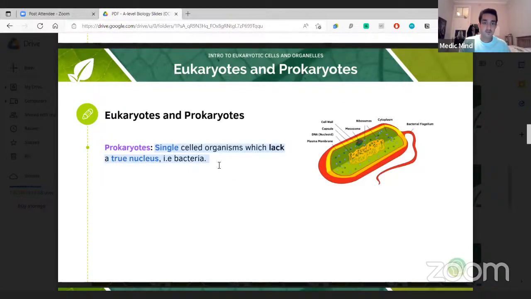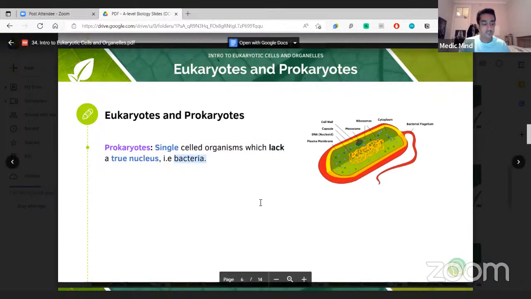So prokaryotes are single-celled organisms which lack a true nucleus, i.e. bacteria. And they will contain different structures and different building blocks than eukaryotic organisms. And we'll talk about that in a little bit of detail.